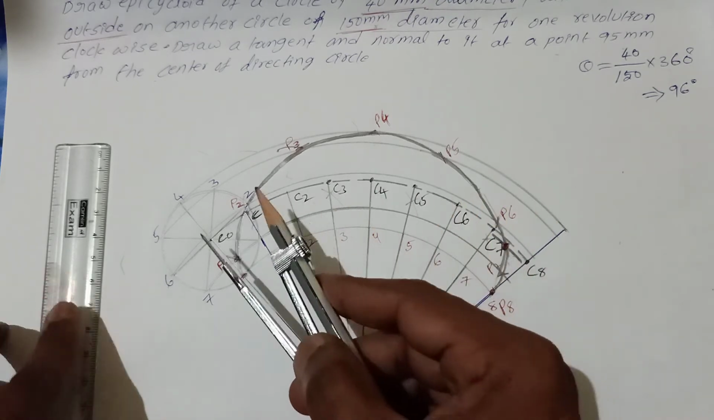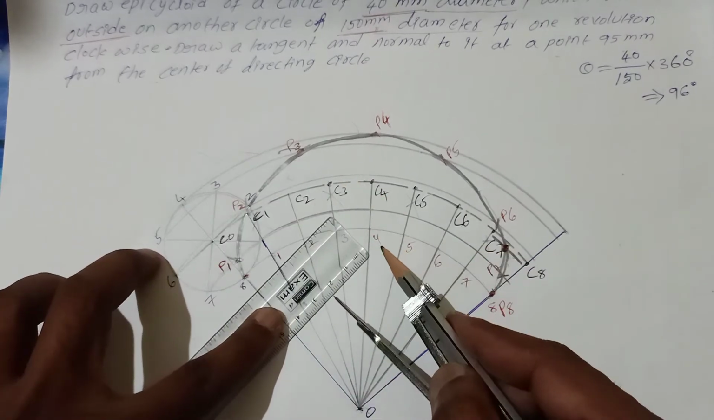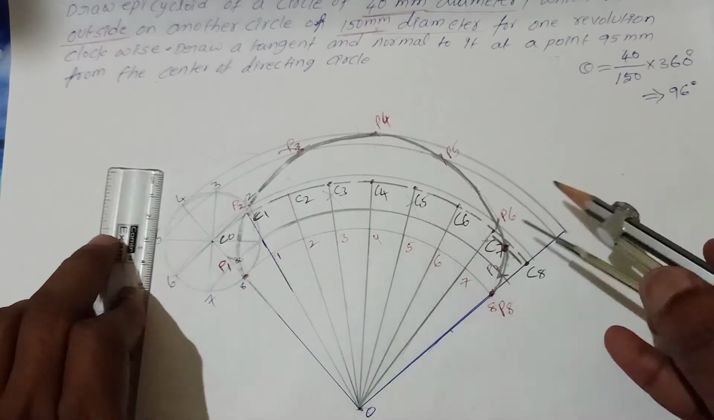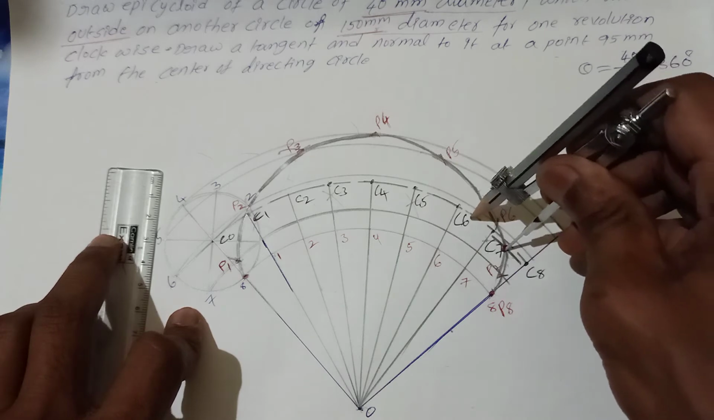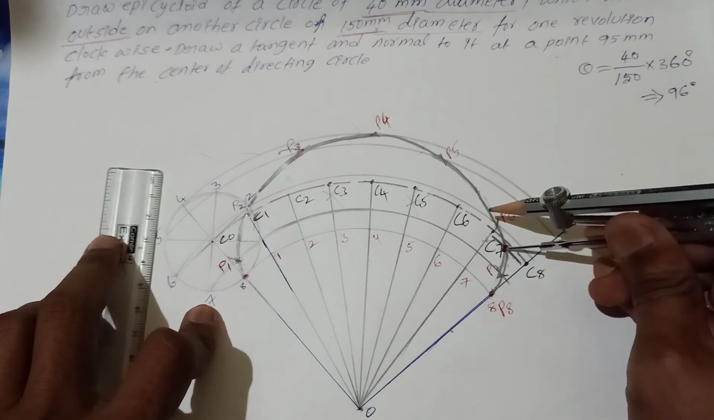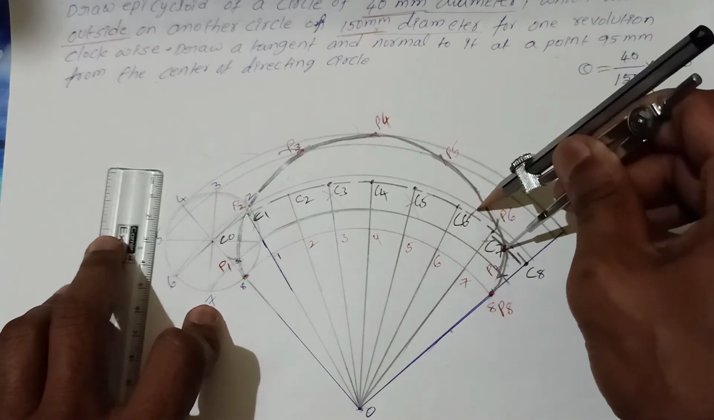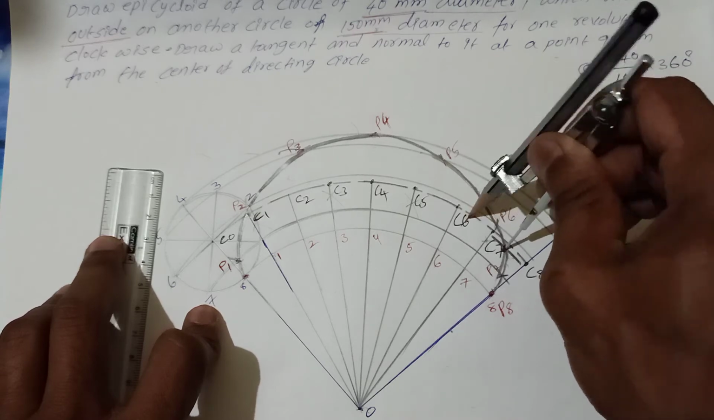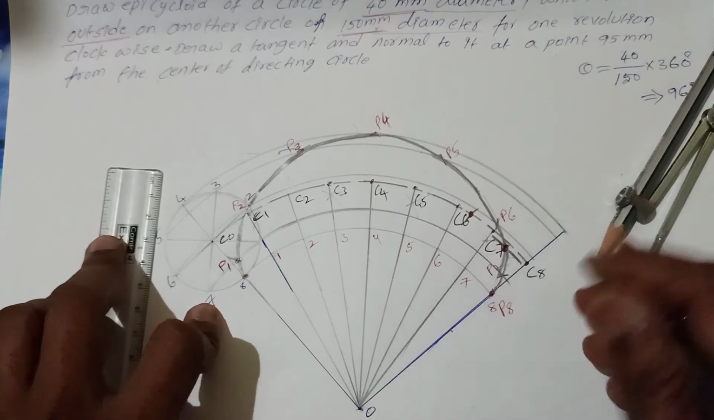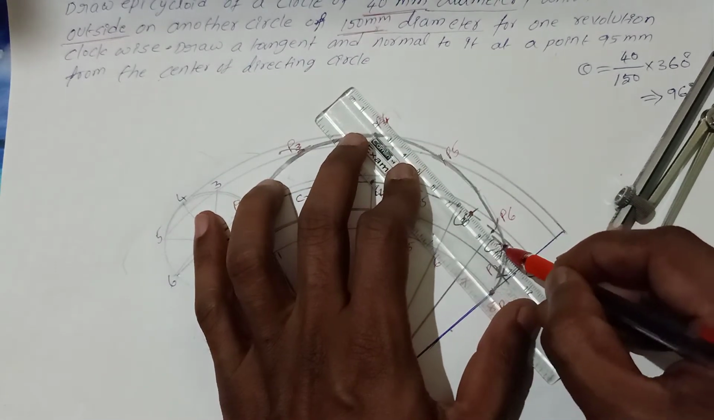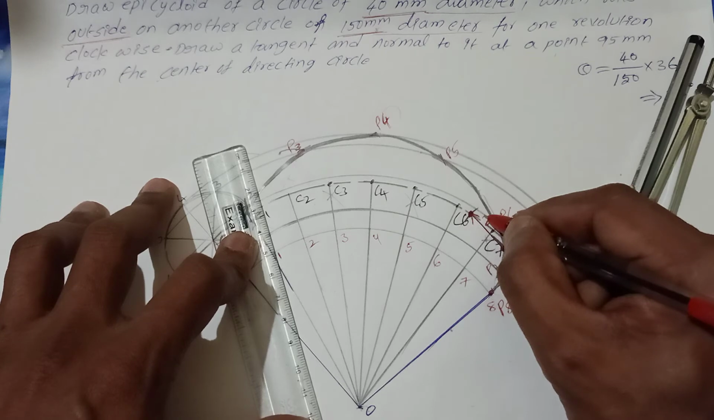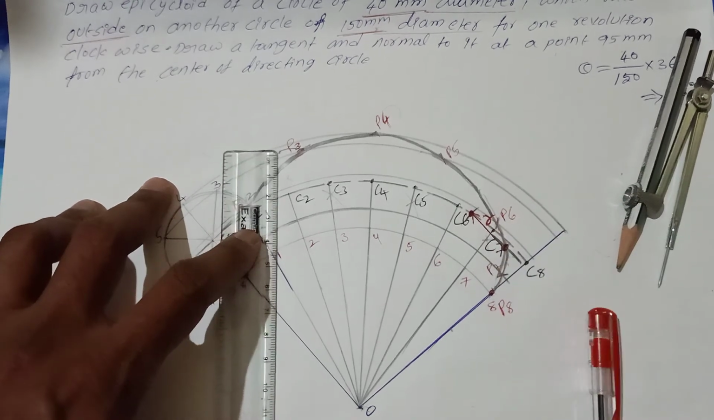Set the compass to the circle radius. Here the circle radius is how much? 20. So set the compass to 20. After setting the compass to 20, cut the central curve from the indicated point. Again I am repeating, from the indicated point cut the center curve. This is the procedure. So this is the point on the center line, and this distance is the radius of the generating circle.